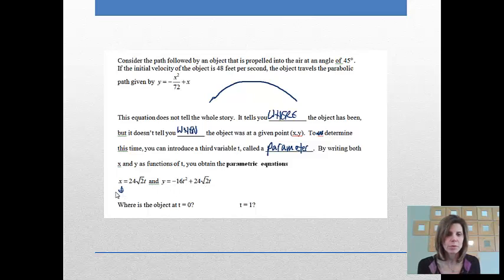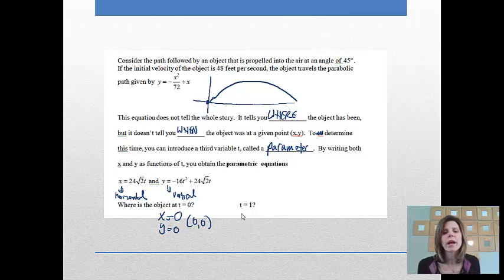So x would be where the object is horizontally, and y would be where that object is vertically. Right? So when this asks where is the object at t equals 0, we would just plug in 0 for our t's into this equation. We'd get x equals 0, and we would actually get y equals 0. So at time equals 0, we are at the point (0, 0), and if I were to put this on an xy axis, that's exactly where we're at.